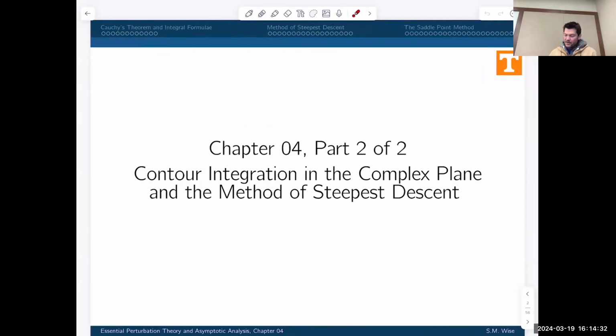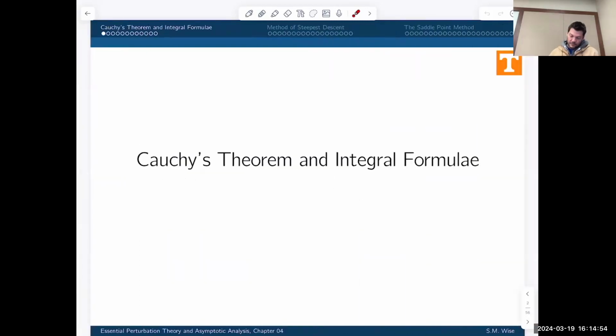All right, so this is part 2 of 2. And the chapter, of course, is titled Contour Integration in the Complex Plane and the Method of Steepest Descent. You might say, well, why not also list the saddle point method? That's because the saddle point method is really just a kind of method of steepest descent. These two are more or less the same. So the next section that we're going to go into is discussing Cauchy's theorem and Cauchy's two integral formulas that we want to use.